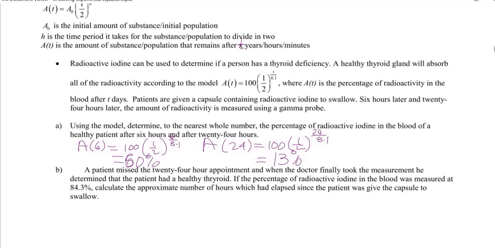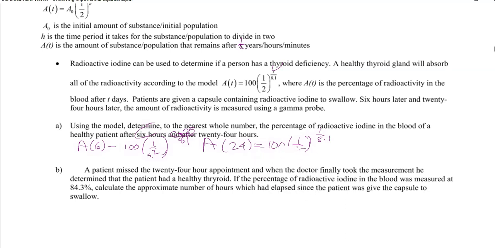Wait a minute, that doesn't make sense because the percentage radioactive in the blood after, oh, that's days. Days. Doing the wrong stuff. So, good lesson. Watch out. The time is in days, but this was given as 6 hours. So 6 hours is 1/4 of a day, 0.25. So we've got to redo that. And 24 hours is 1 day. So this will be 1 divided by 8.1.